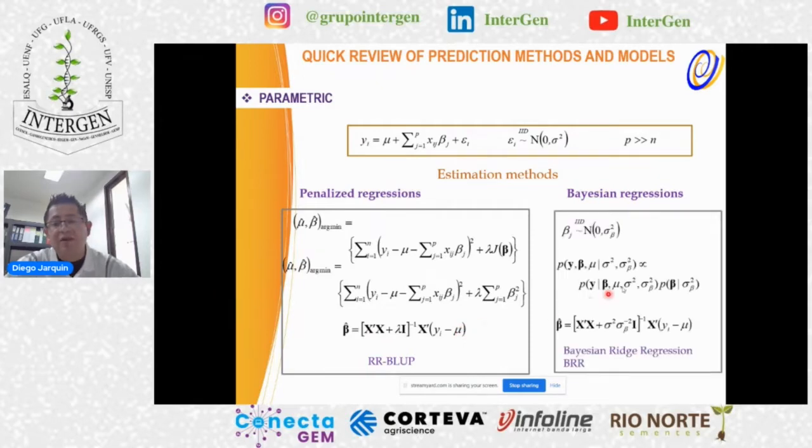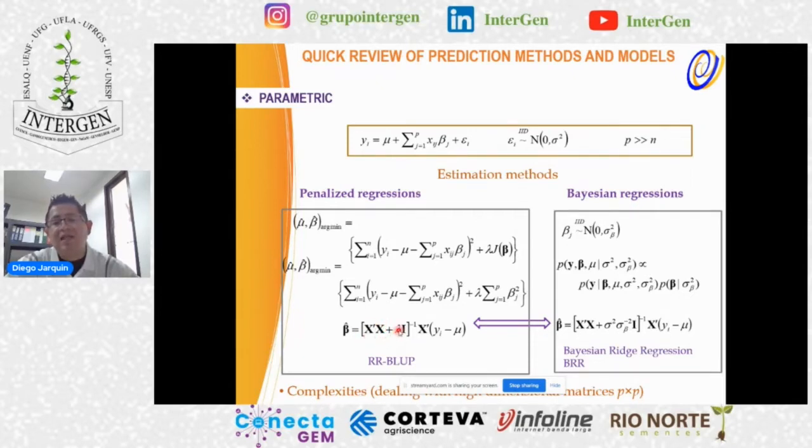On the other hand, we have Bayesian regressions where we use a prior distribution for the effect of the covariates, and we find that the posterior mode is equivalent or very similar in shape to the solution for the ridge. Some of the problems that we find in this case is that we have to invert these matrices. They are high dimensional in many cases, and we have to deal with that.